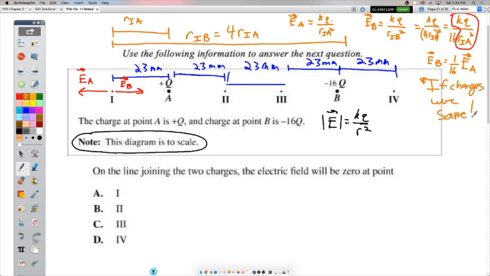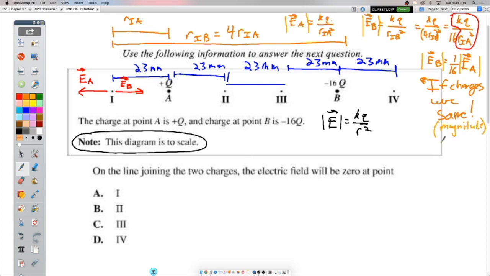But the charges are not the same, right? The magnitude of the charge at B is actually 16 times greater. So what would I do to compare? I would put a 16 in there, and then I'd have 16 times 1 over 16. And really, sorry, I should be having these signs in everywhere, because we already know they're not in the same direction. They're in the opposite direction because the charges on A and B are opposites. So if the charges were the same, and again, magnitude.